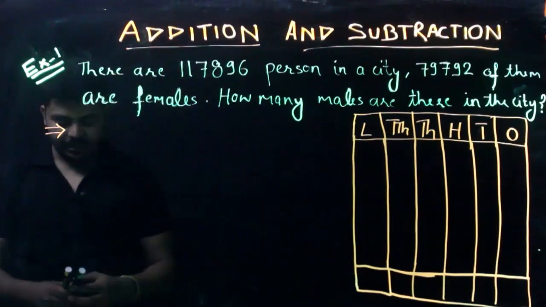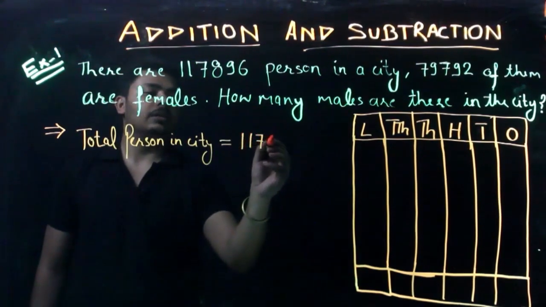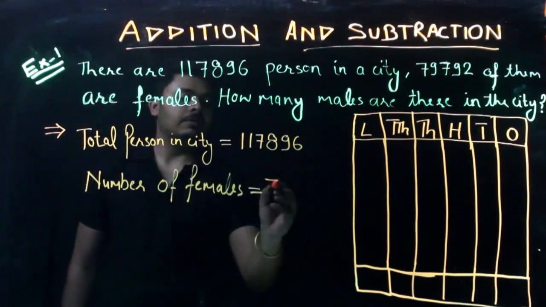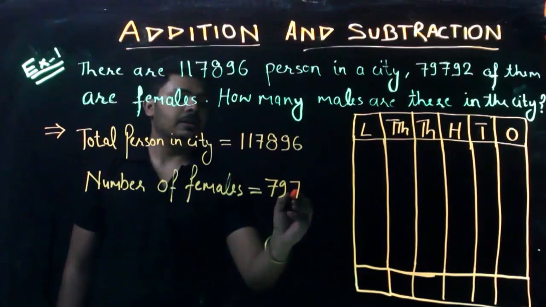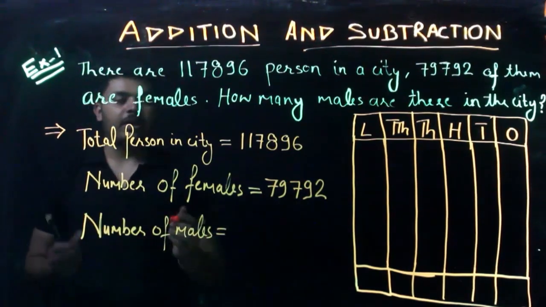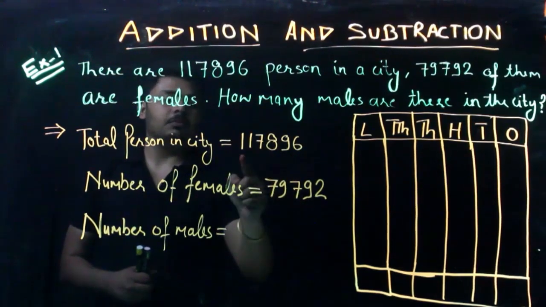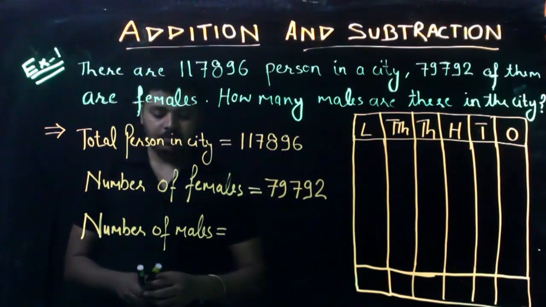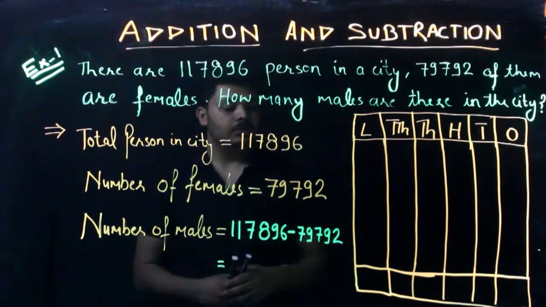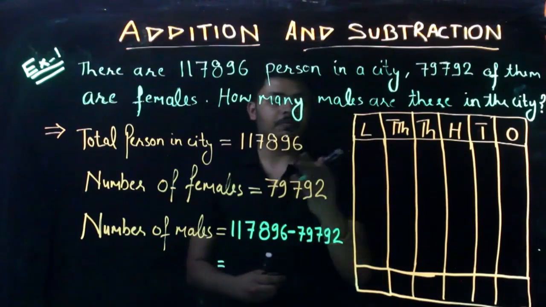So first of all, writing the given data, total person in city is 1,17,896 and number of females 79,792. So number of males equals to, so how can we find the number of males? If we subtract number of females from total number of person, then we will get our number of males. So now subtracting it by placing them according to their columns. So arranging our first number, that is 1,17,896 according to the place values column.